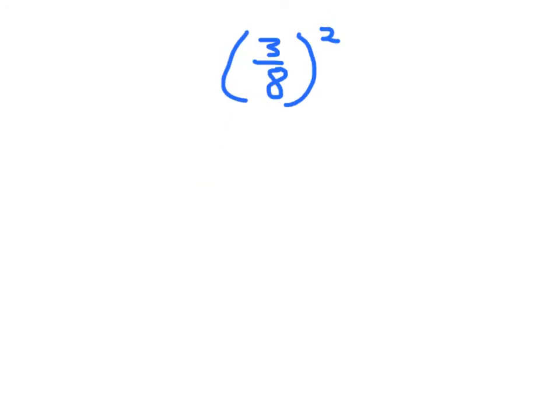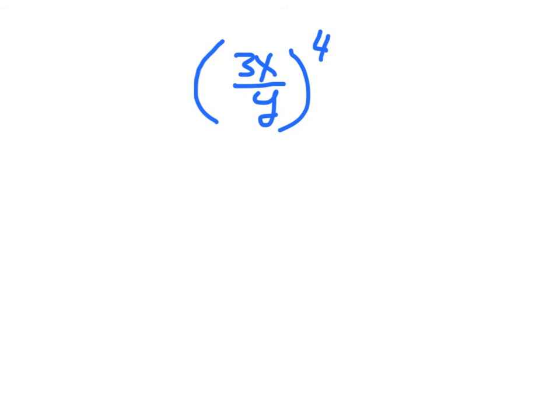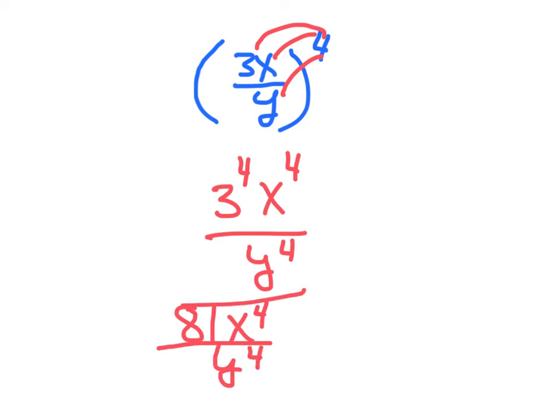In this problem, this is power of a quotient, meaning we can distribute this 2. So it's 3 to the 2 over 8 to the 2, which equals 9 over 64 as our final answer. So squaring fractions is easy. You just square the top and square the bottom. In this problem, if we distribute the exponent of 4 to all factors, we'll have 3 to the 4th, x to the 4th over y to the 4th. 3 to the 4th equals 81, so we have 81 x to the 4th over y to the 4th as our final answer.